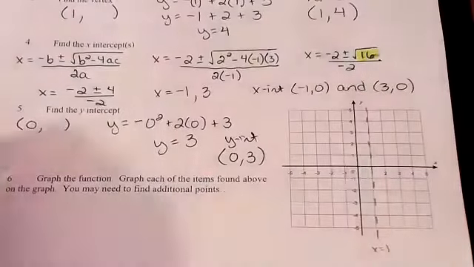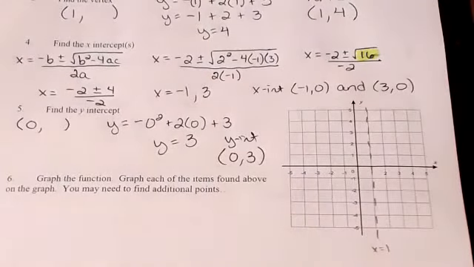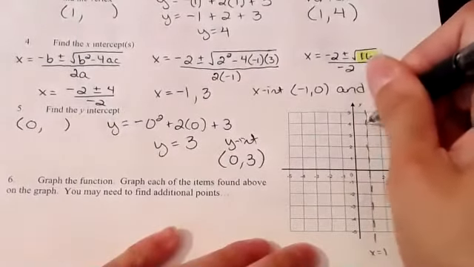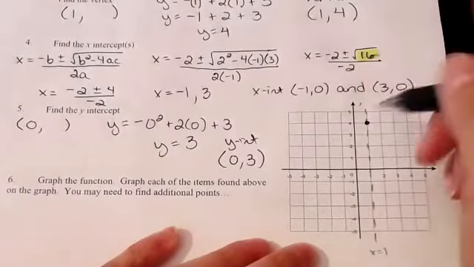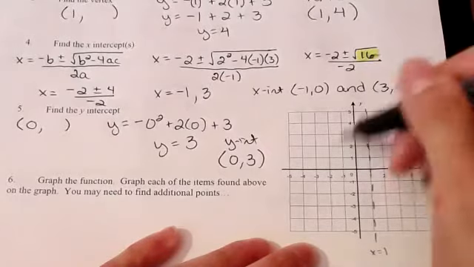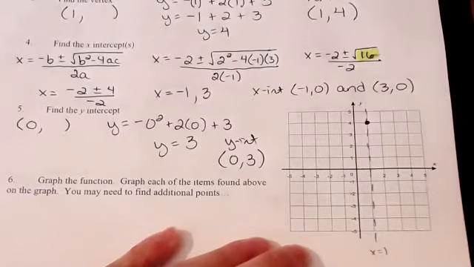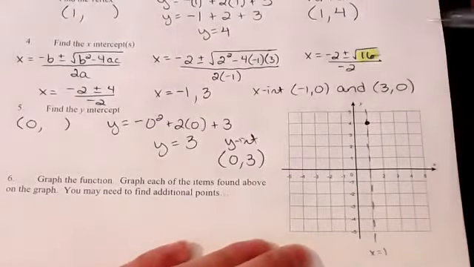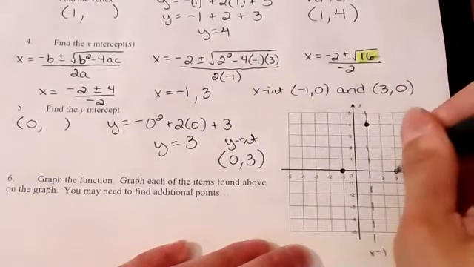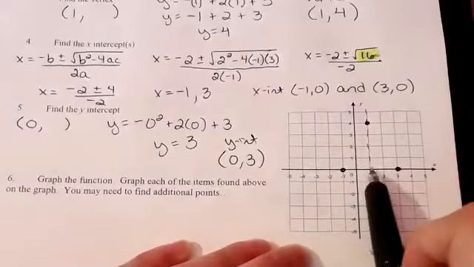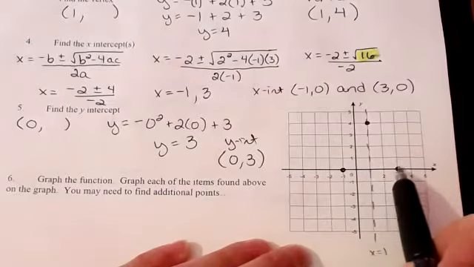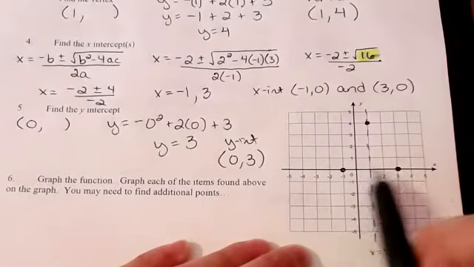Next, I'm going to plot the points that we were given. So first off, the vertex is (1, 4). And remember, it's going to be concave downwards. So we know it's going to be some sort of U shape opening downwards. Good. We have two x-intercepts: (-1, 0) and (3, 0). Do you see how I am 2 away from the axis of symmetry and my other x-intercept is 2 away from the axis of symmetry? That's pretty cool.